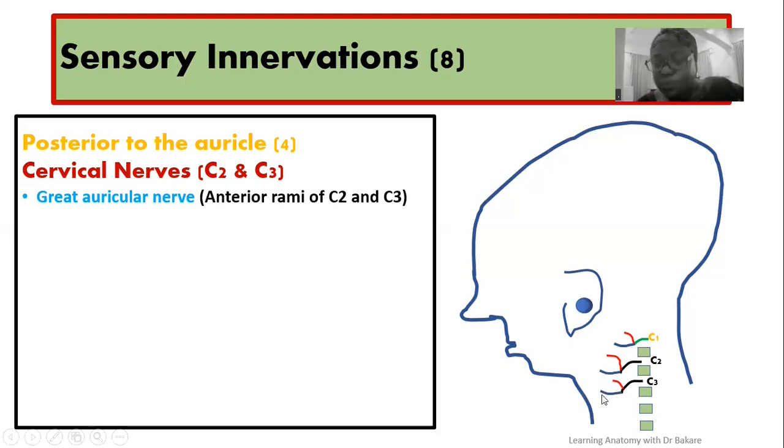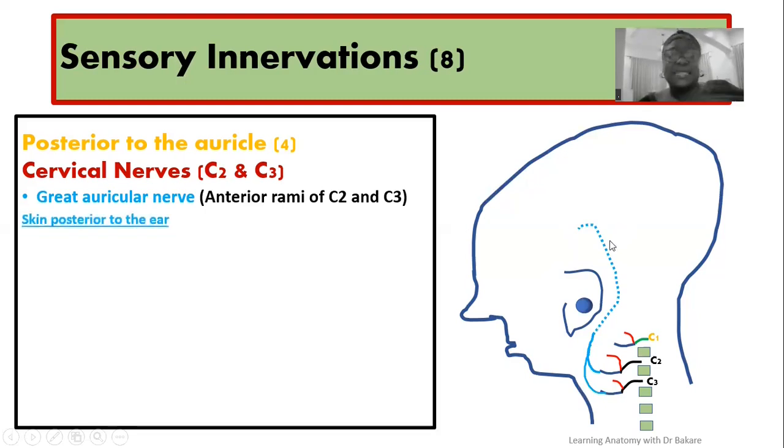So these 2 branches will give off the great auricular nerve, and this is what is presented in this image. And you see them emerging and parting up to give innervation to the region behind the auricle. And they supply specifically the skin that is located posterior to the auricle. So this is where we have the ear. This is the auricle. So it supplies the skin just behind the auricle.